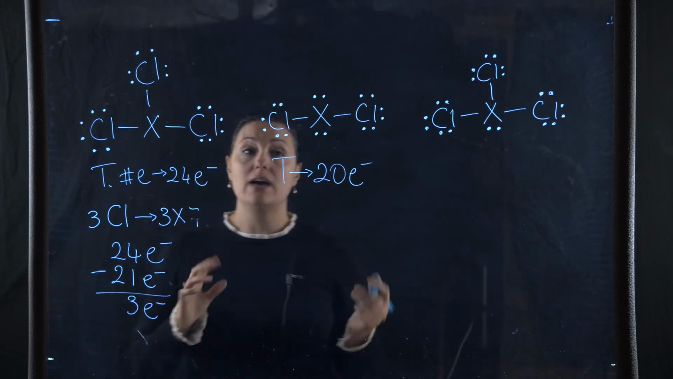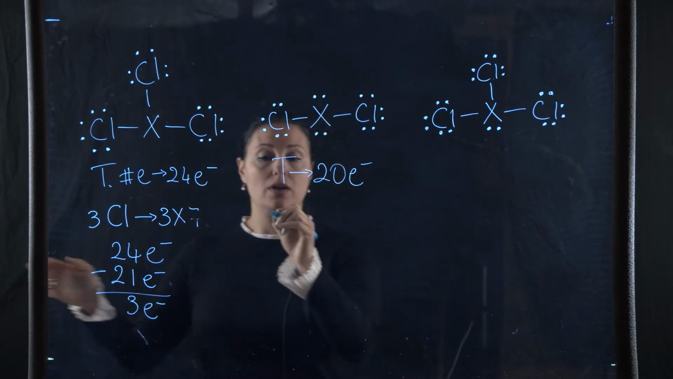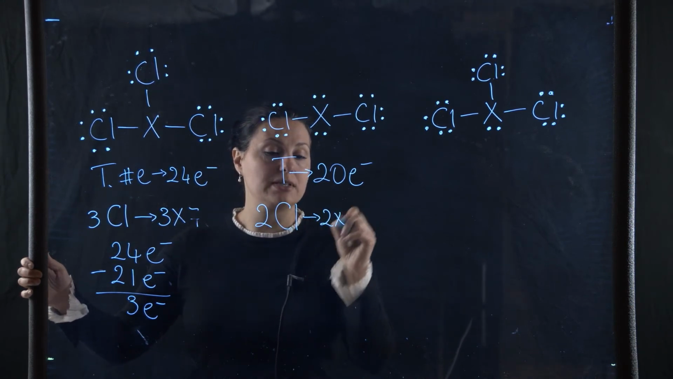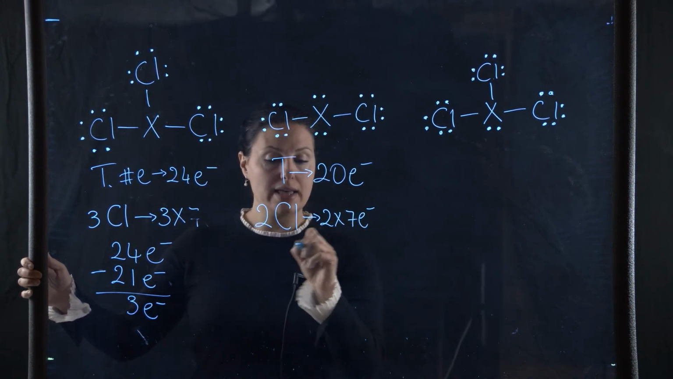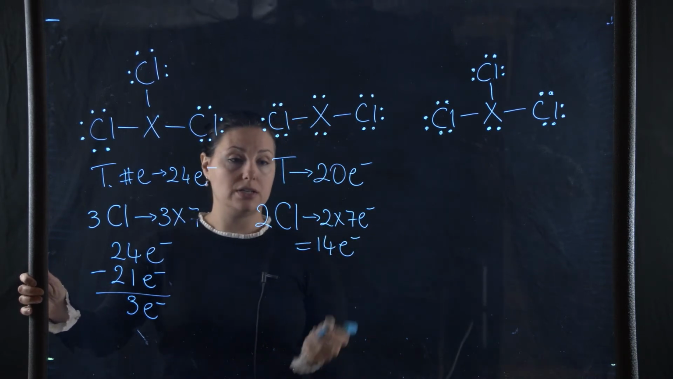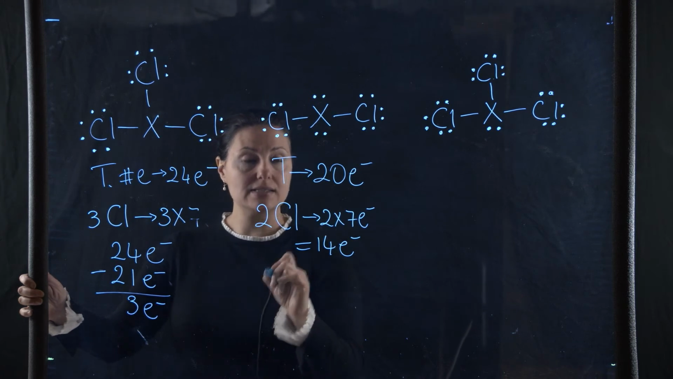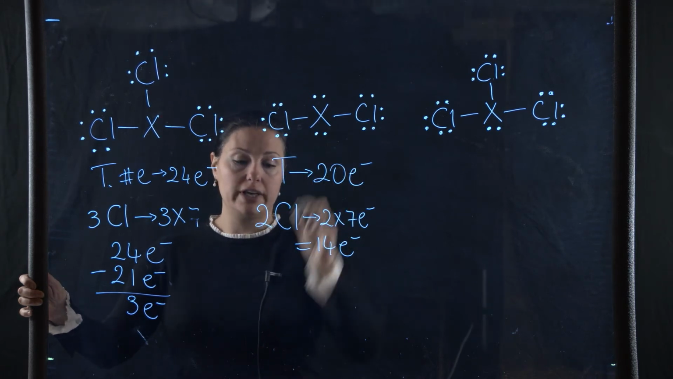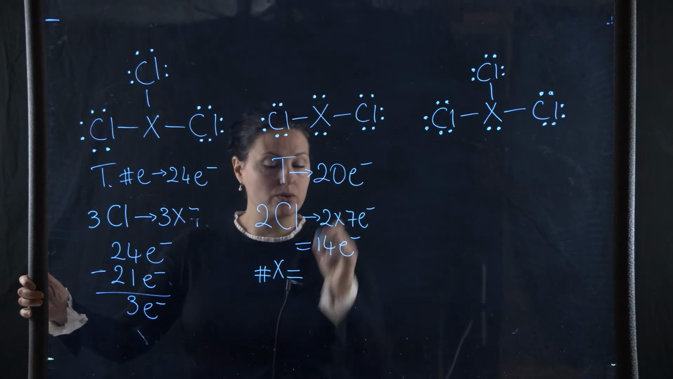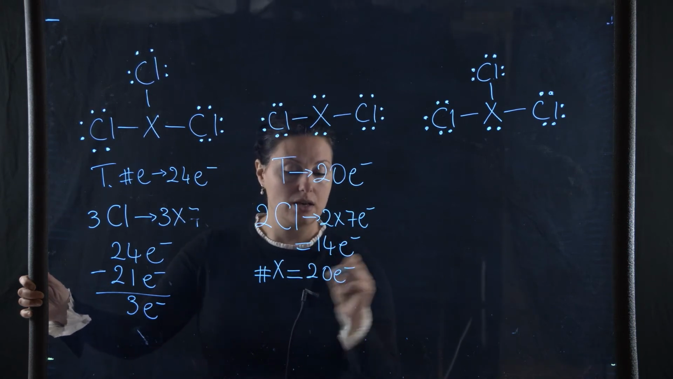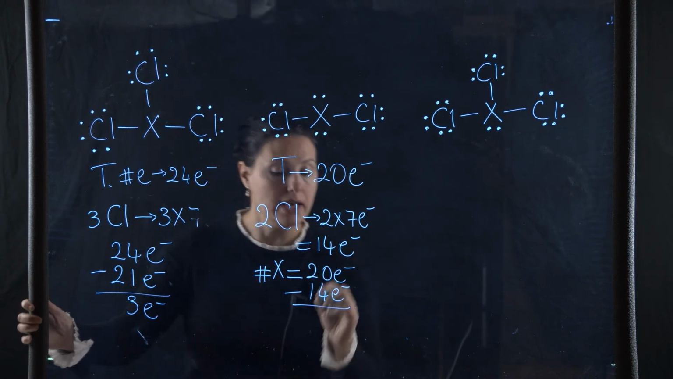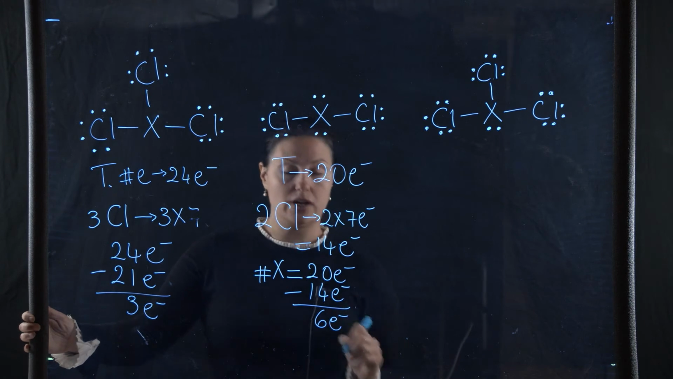Now let's figure out how many come from the chlorines alone. I have 2 chlorines, which means I have 2 times 7 apiece, and that gives me 14 electrons that come only from the chlorines. That means that the number of electrons that come from X has to be equal to 20 electrons minus 14 from the chlorines, and I get 6 electrons.